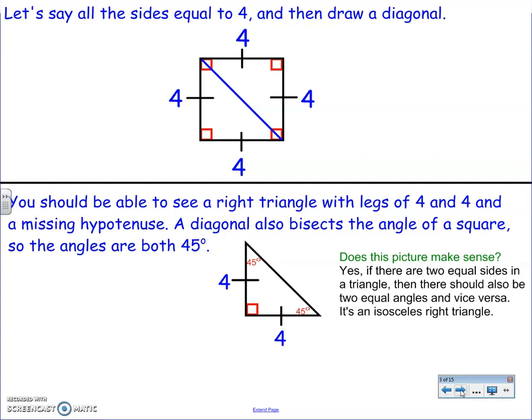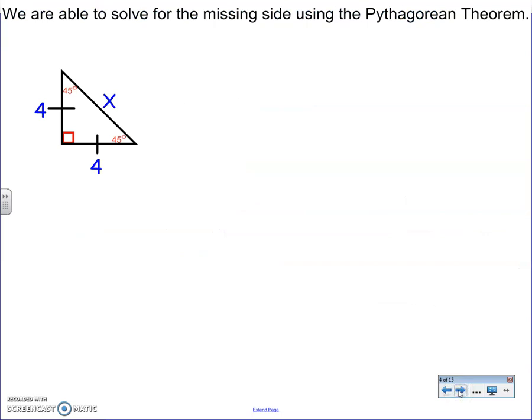So looking at this picture, does that make sense? And the answer to that should be yes. If there are two equal sides, 4 and 4, there should be two equal angles, and vice versa. This is an isosceles right triangle. So the question is, can we solve for the missing side? Answer is yes. We just use the Pythagorean Theorem from the previous video.